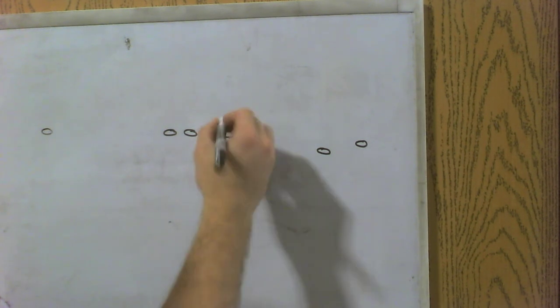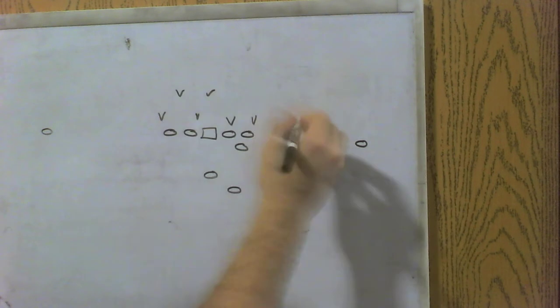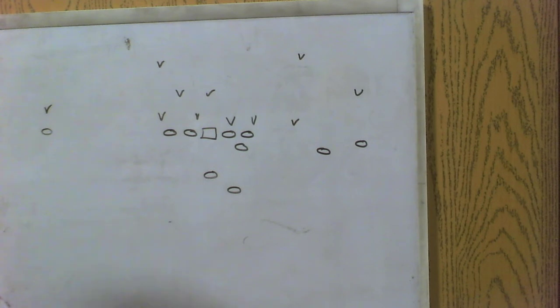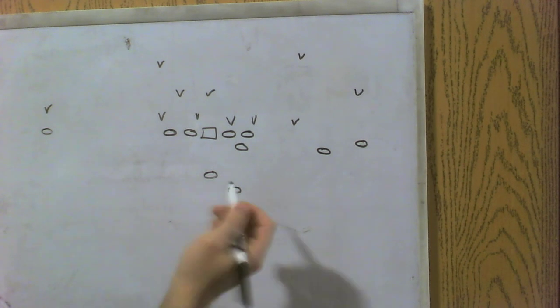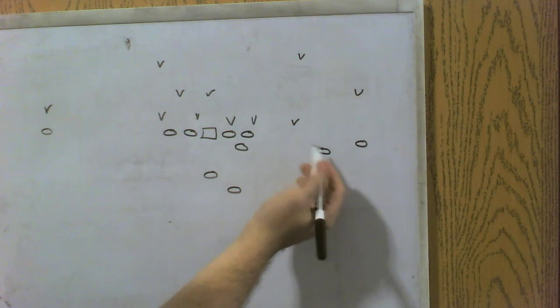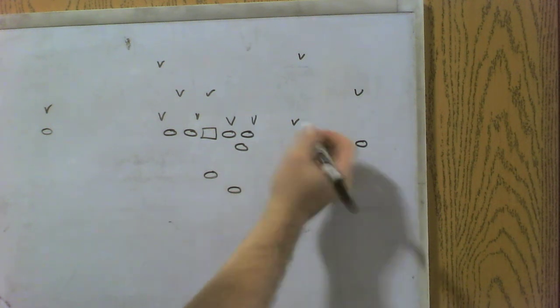This is your H-back. Draw it up against a 4-2-5 defense. All right. So again, go through the rules. Now you don't have a tight end. So typically what happens now is the play's gonna hit one hole inside because you don't have that extra gap to block because this guy's out here now.